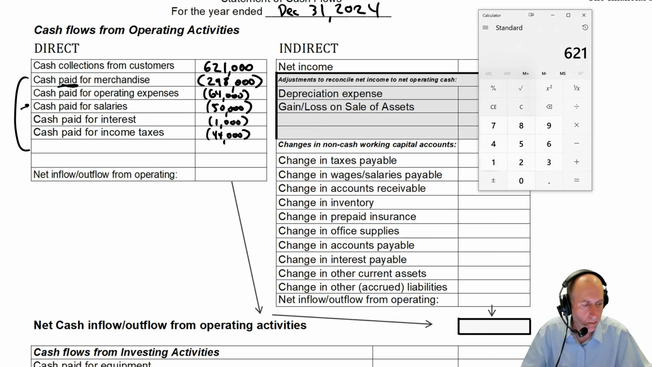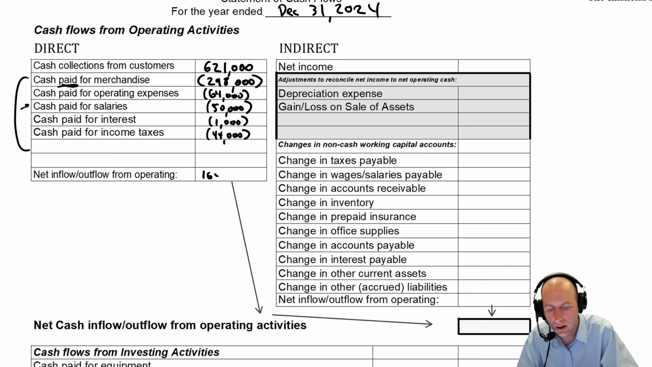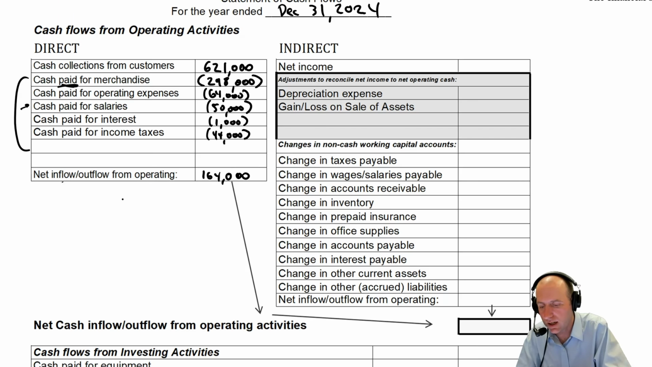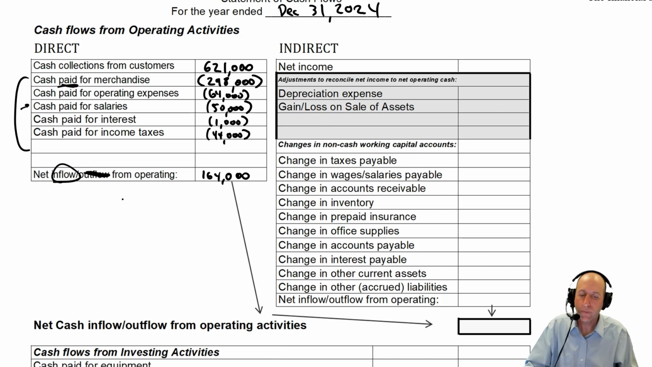Now we've got a list of numbers to add up. 621 minus 298 minus 64 minus 50 minus 1 minus 44. I get $164,000. And this was positive, right? It was a positive number. This is an inflow from operating activities. It's not an outflow.